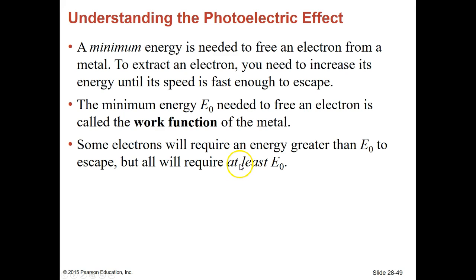So to get it out of there, we have to increase the energy until it has enough speed that it can escape. The minimum energy needed to do this is called the work function. Now, this text uses E naught for work function. Other texts use this symbol for work function, and other books use this one. I think this is probably the more common. Some electrons require energy that's greater than this energy to escape, but it needs at least this amount of energy, or that work function, for those electrons to be kicked out.